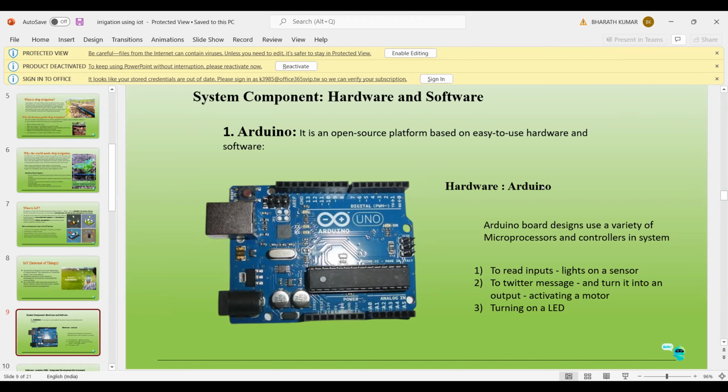Arduino hardware is the Arduino board, designed with a variety of microprocessor controls in the system. It is used to read inputs like light on a sensor, a Twitter message, and to turn on the output, like activating a motor or turning on an LED.